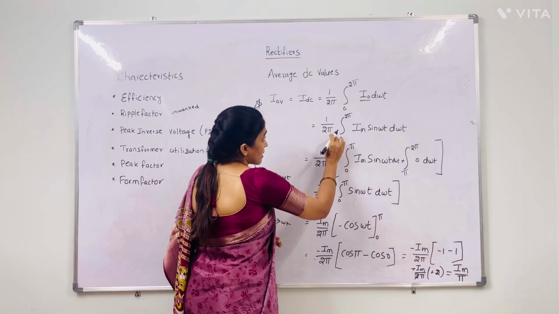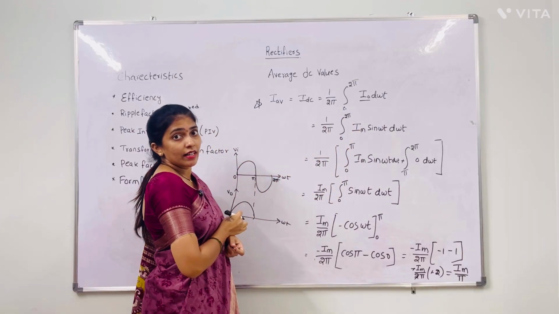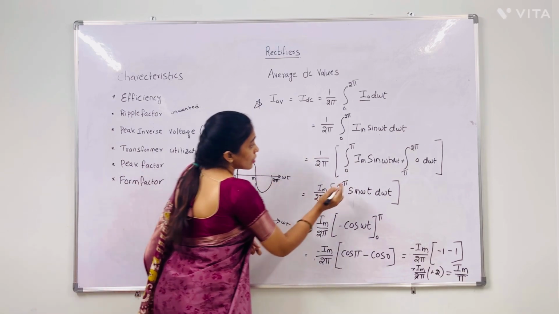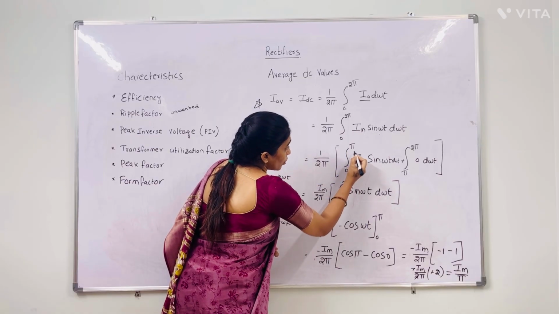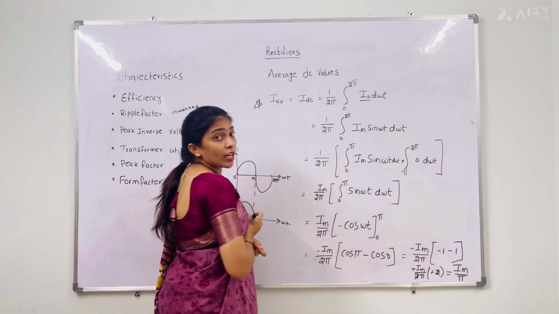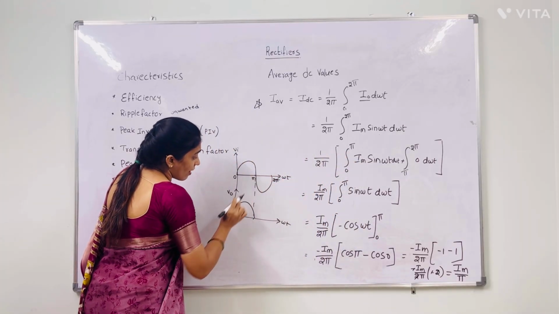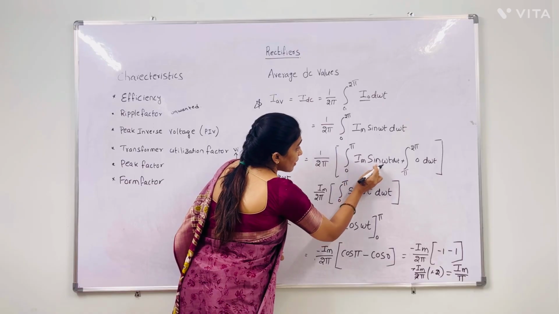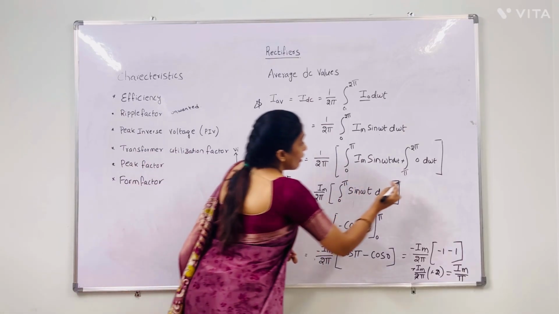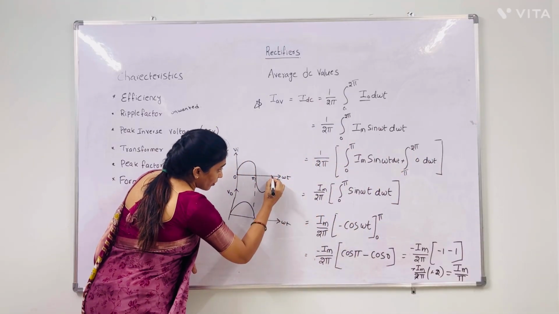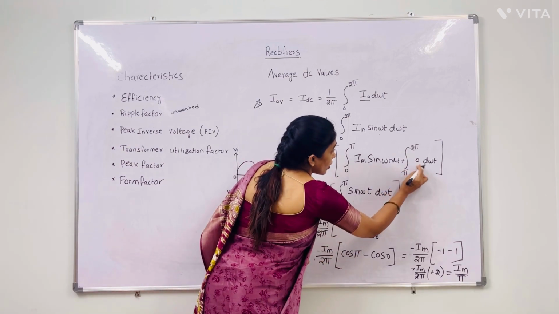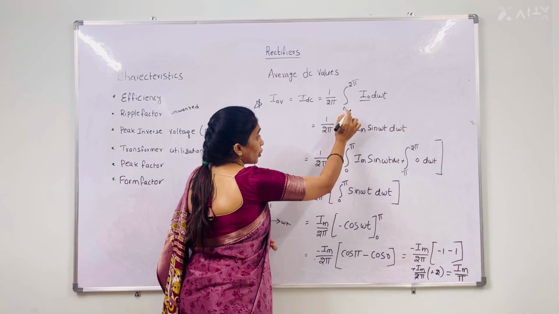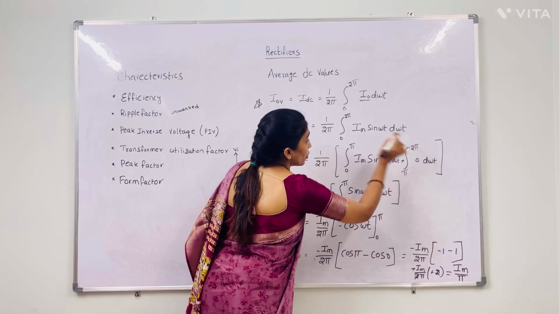Next, I am expanding the limits 0 to 2 pi as 0 to pi and pi to 2 pi, right? From 0 to pi, during the positive half, we are getting the output, so from 0 to pi it is Im sin omega t d omega t. From pi to 2 pi, we do not get any output, so that is 0 d omega t.